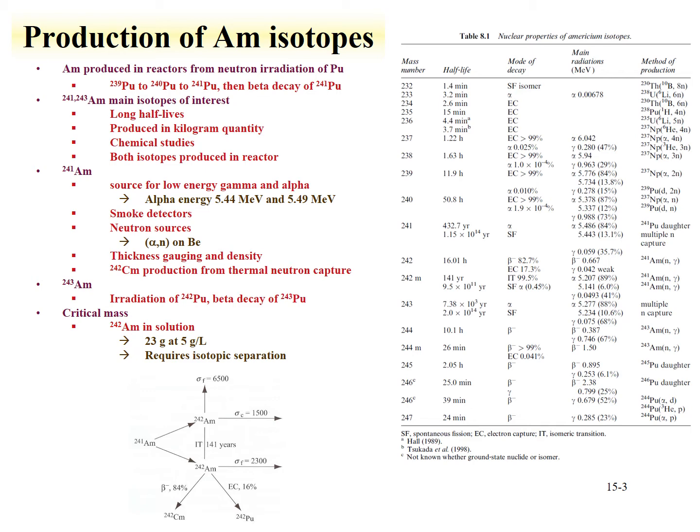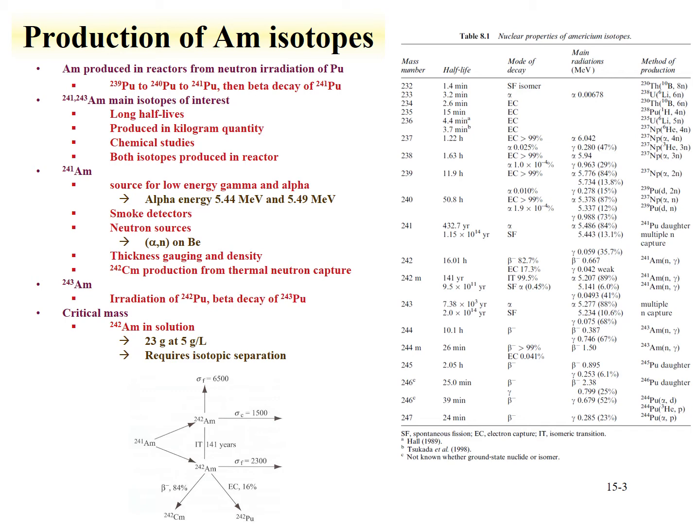The isotope americium-243, a longer-lived isotope than the 241, preferable for studying the chemistry, can be produced by the irradiation of plutonium-242, and then that subsequent plutonium-243 undergoes beta decay, creating americium-243.